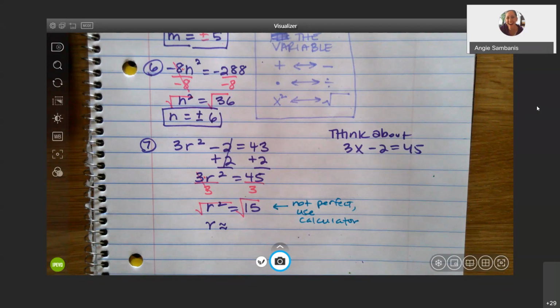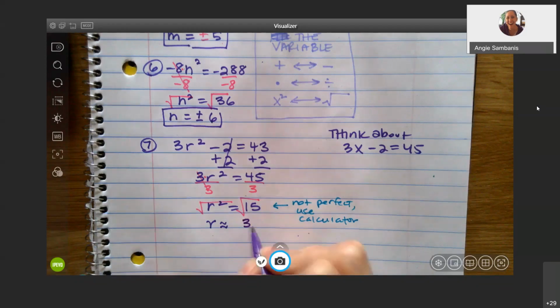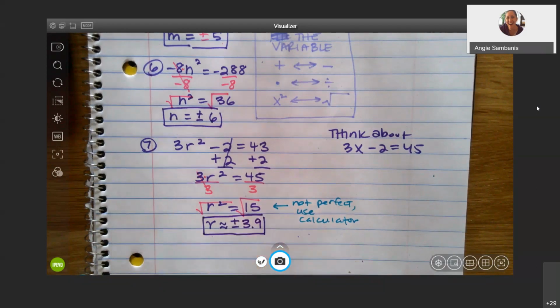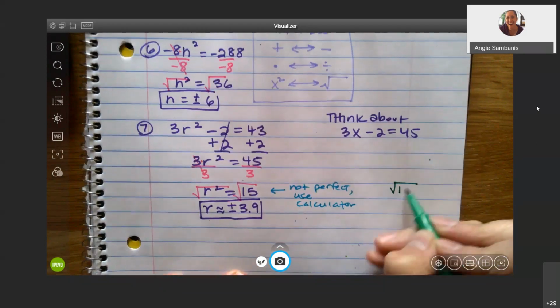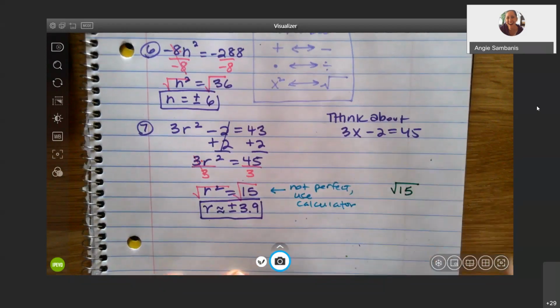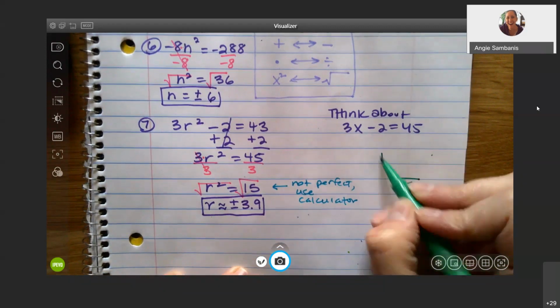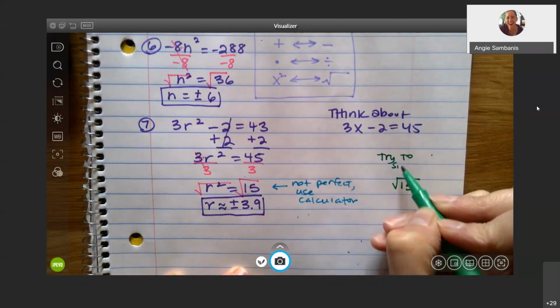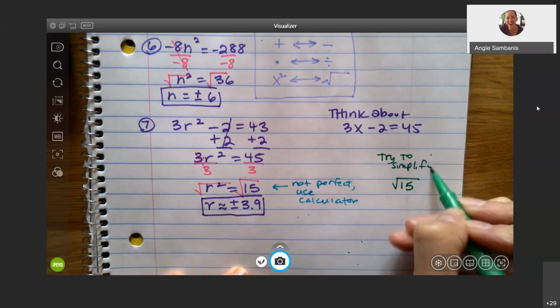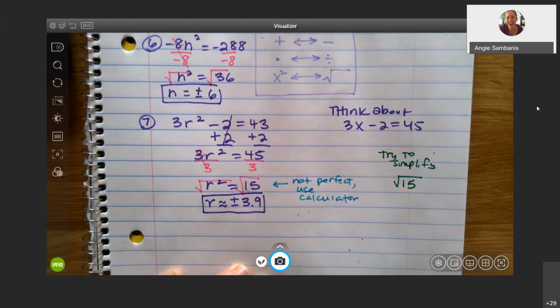So we should get, good, everybody, 3.9. Right, we're gonna have to round up. And don't forget, we have our positive and negative. All right, and now since it's not perfect, we're also gonna talk about simplifying. So we break down the 15.